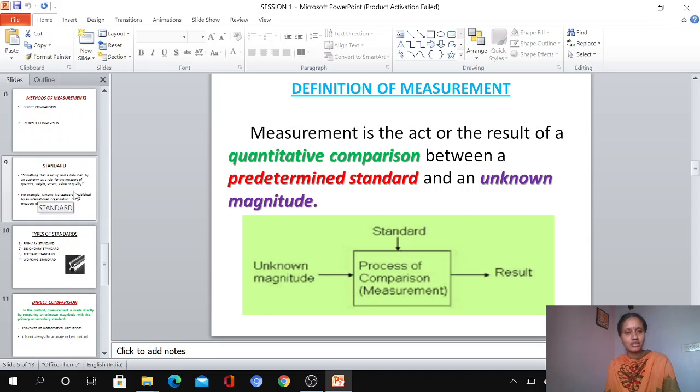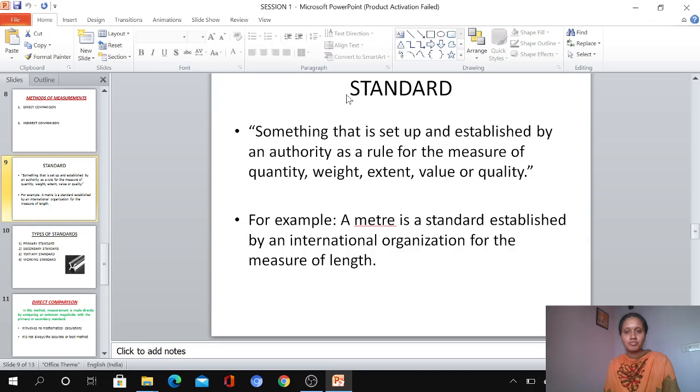So in the engineering field, what exactly is this standard? See, it is something that is set up and established by an authority as a rule for the measure of quantity, weight, extent, value or quality. So some authority will be there, some government authority. That authority will set up and establish a rule. So they will give a rule.